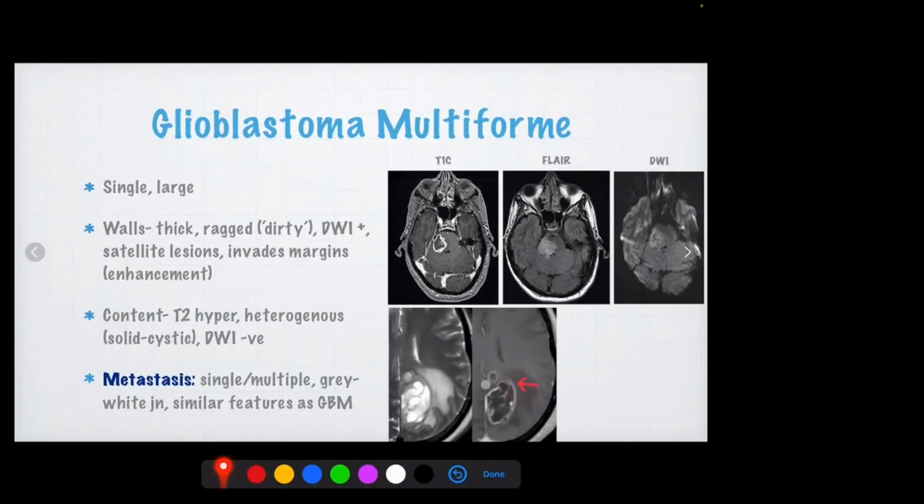We may have satellite lesions for the same logic. They are not matted lesions like in TB or even sometimes a bacterial abscess. They are separate satellite lesions because this infiltration going into the surrounding can form a new lesion in the vicinity.